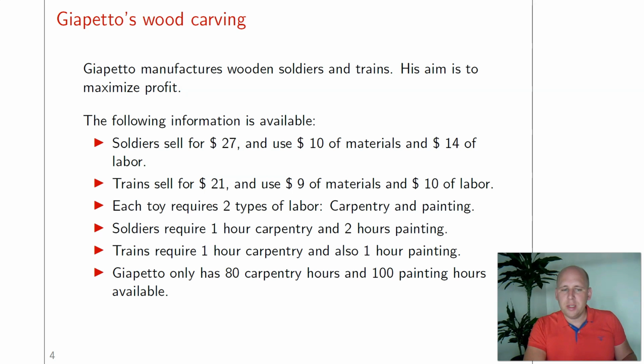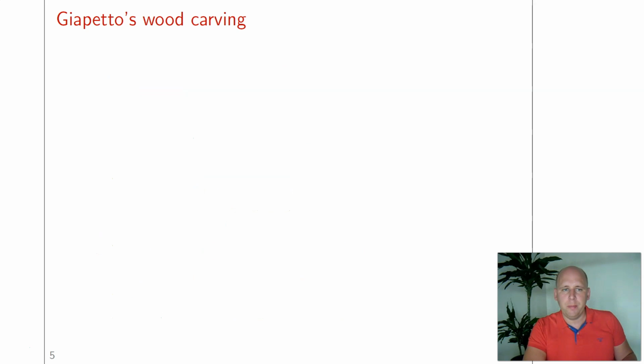And then there is limited capacity, so Geppetto only has 80 carpentry hours available and also only 100 painting hours available. And we can also sell at most 40 soldiers per week. So it doesn't make sense to produce more than 40 soldiers.